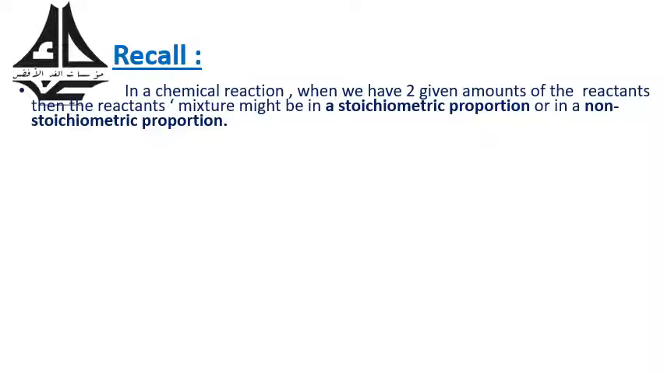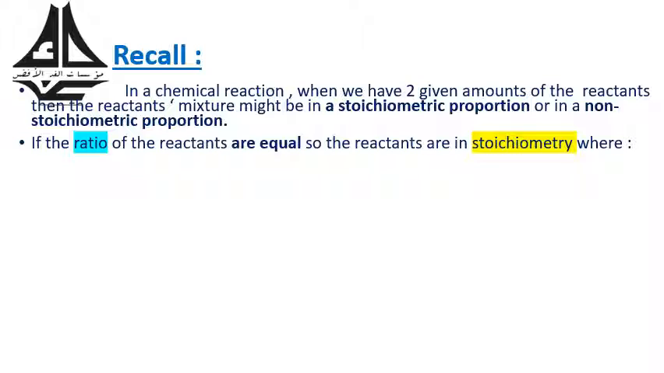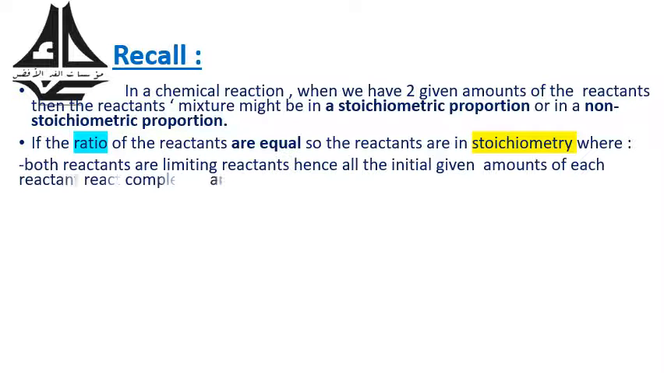Recall. In a chemical reaction, when we have two given amounts of the reactants, then the reactants mixture might be either in a stoichiometric proportion or in a non-stoichiometric proportion. If the ratio of the reactants are equal, so the reactants are in stoichiometry where both reactants are limiting reactants, hence all the initial given amounts of each reactant react completely and 0 mole of the initial amount is left.